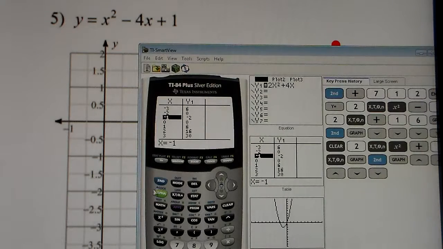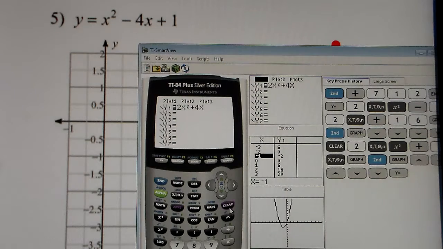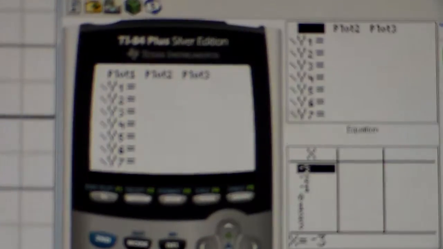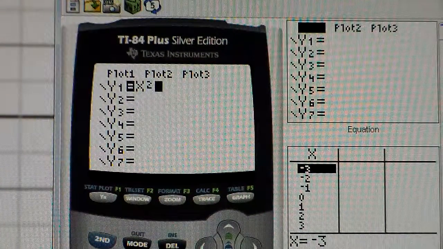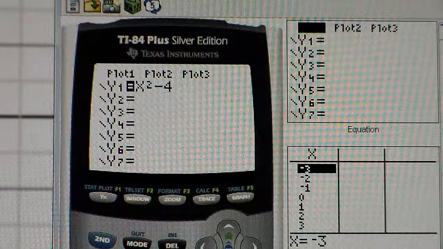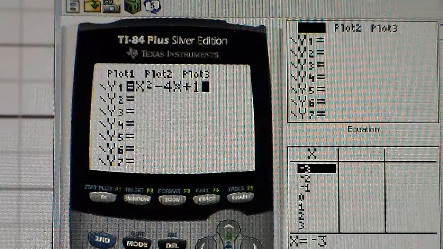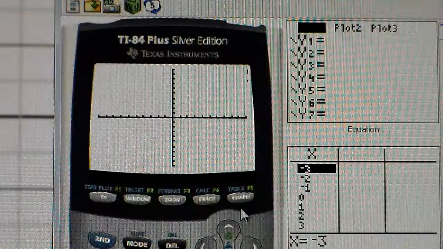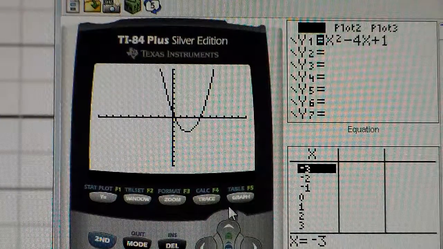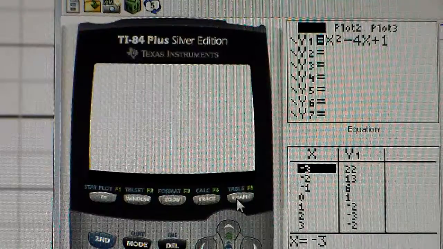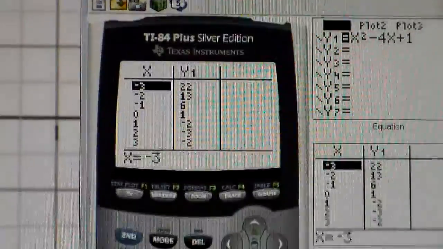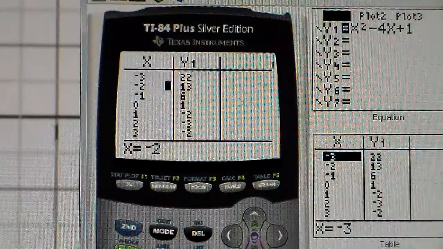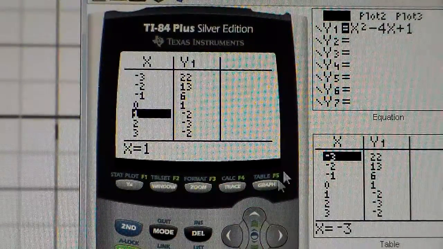We put it in our graphing calculator. So we hit our y equals button, clear it. We then type x squared minus 4x plus 1. Hit our graph button to see what the graph looks like. Then we get the table. So second table to get our coordinates. So we know it's at 2. So our vertex is at 2, negative 3.